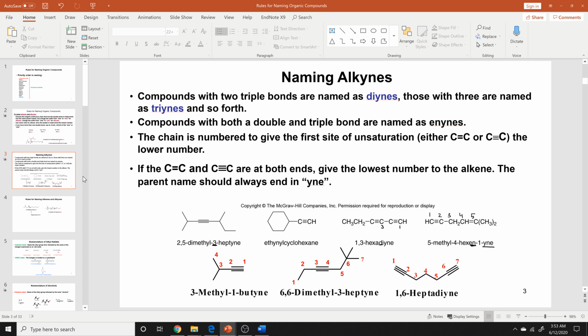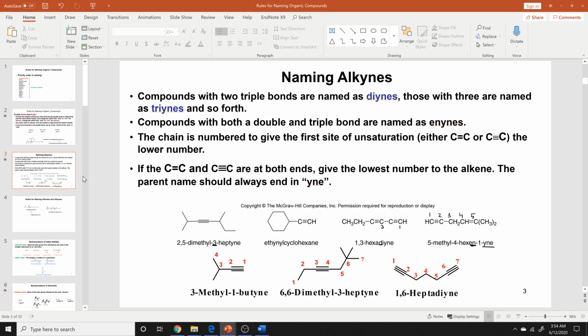Again, the triple bond is not always going to be on carbon number 1 if you have a combination of a triple and a double bond. But just make sure that your ending is always yne. It doesn't have to be the lowest number. And then the lowest number goes to the first degree of unsaturation.